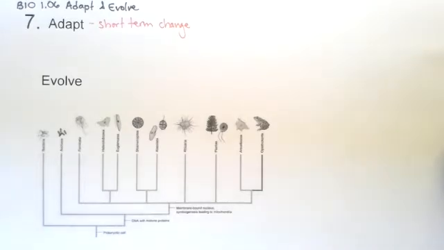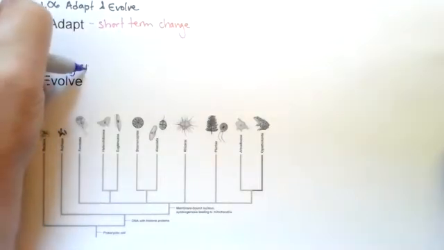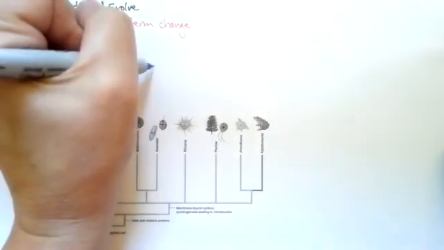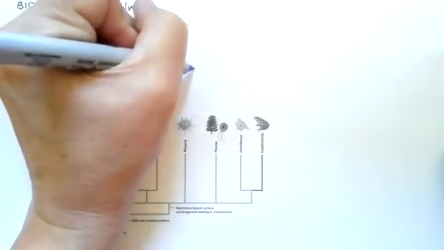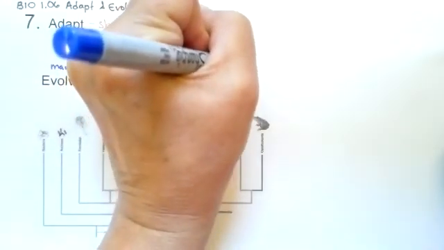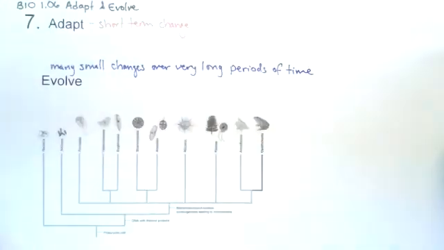When we think of evolution and we think of evolving, evolving is many small changes over very long periods of time. And these small changes accrue and they add up and they add up until over time we end up with an organism that looks very different than what we started with.